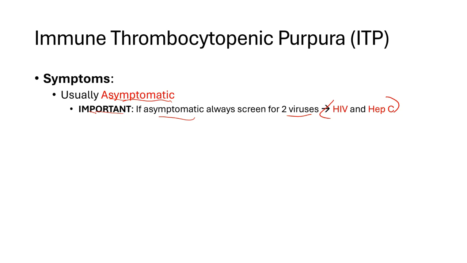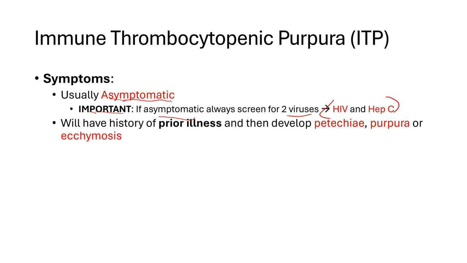Now, a little bit more common presentation that you might see is an individual that has some sort of stressor, such as a prior illness. This causes an autoimmune activation, cytokine release, IgG antibodies are produced, etc. And then they develop some sort of skin issues, such as petechiae, purpura, or ecchymosis.